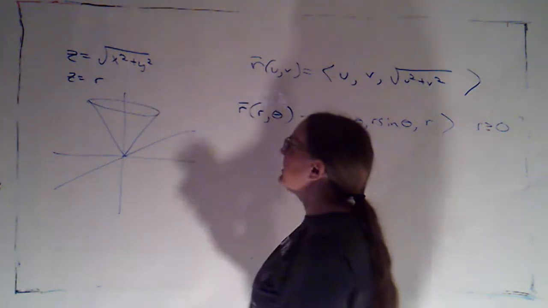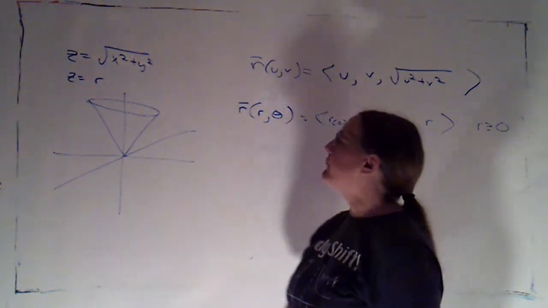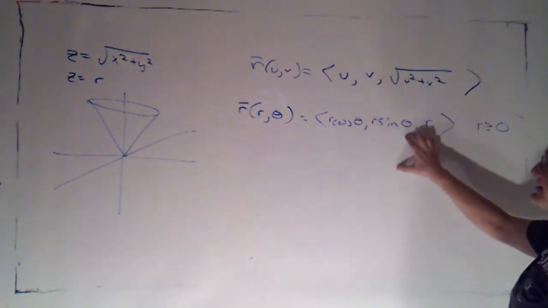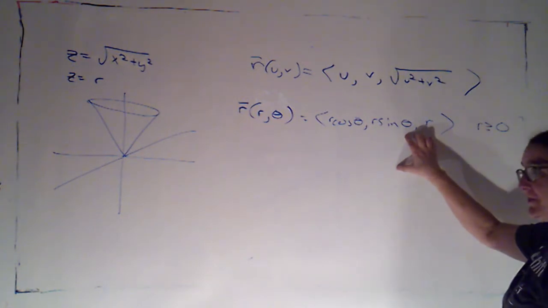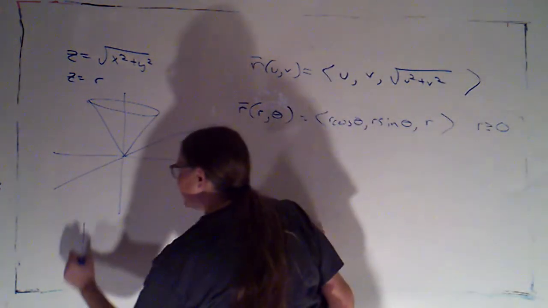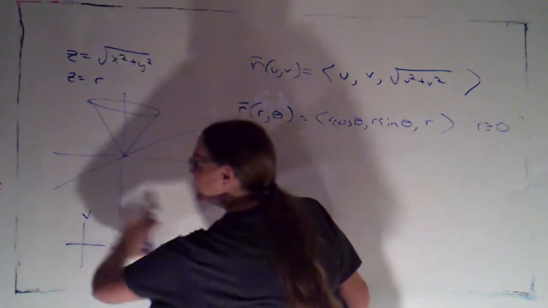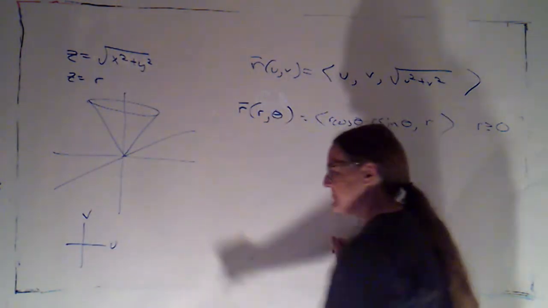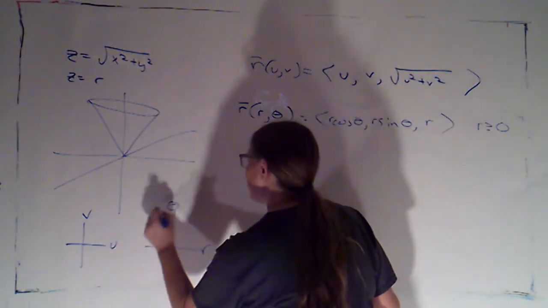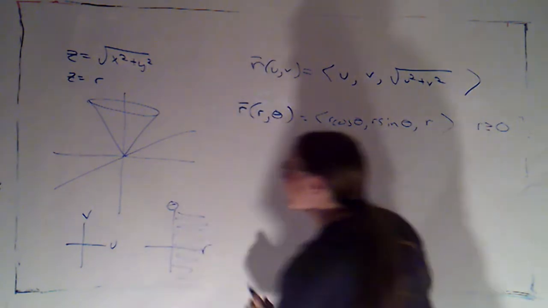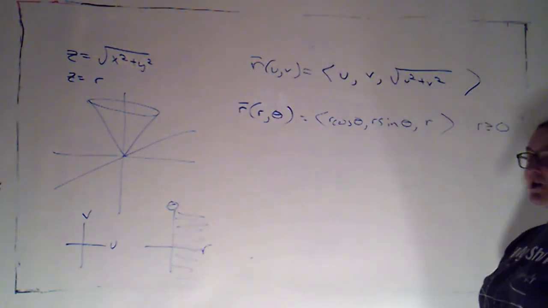Okay, excellent. Notice here, this would map the entire UV plane to the cone, because the entire XY plane can be plugged into that formula. Okay, this would map half of the plane in the r theta world. So in the UV world, the entire plane maps to the cone. In the r theta world, this half plane is what's mapping to the entire cone.